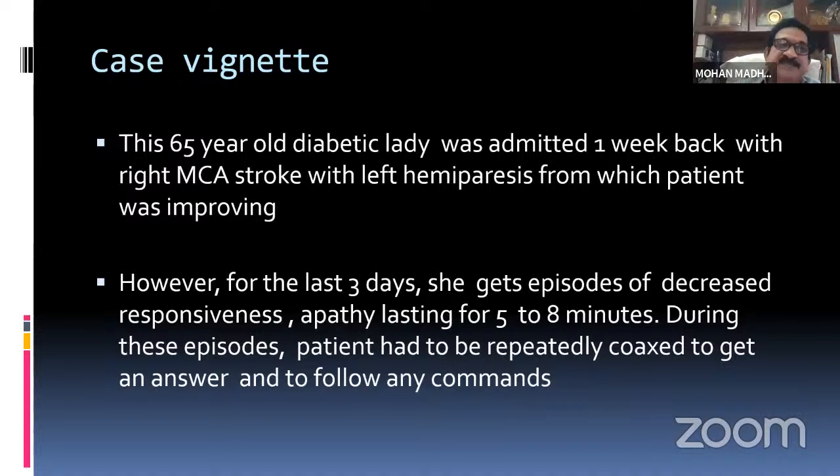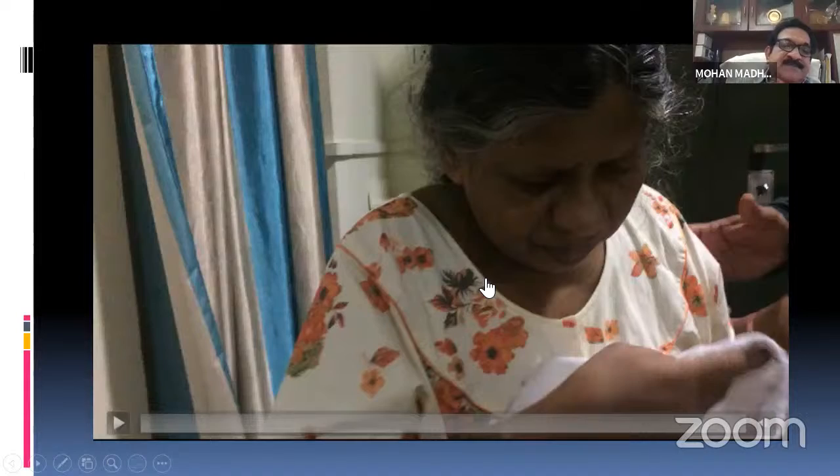The response is partial; sometimes she may not respond. I'll show the video of the patient. Here, the stroke was 1 week back. Now, this is the presentation.